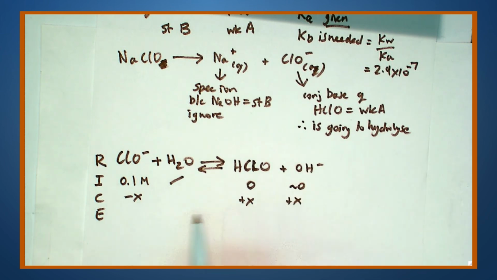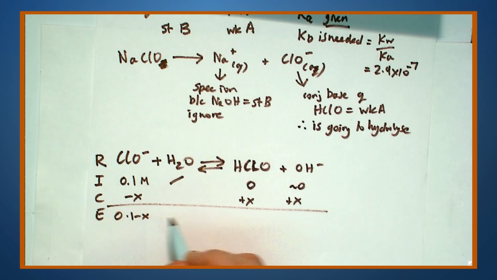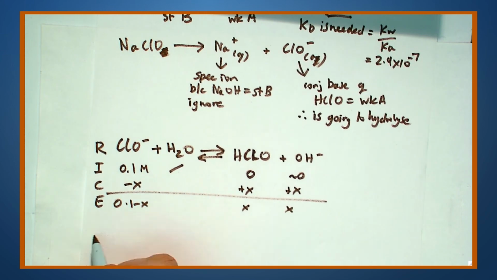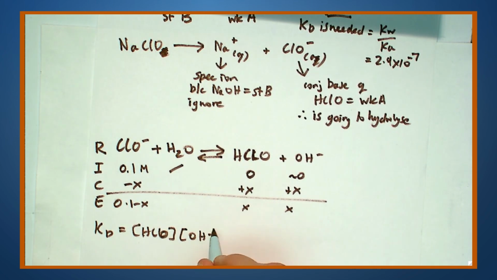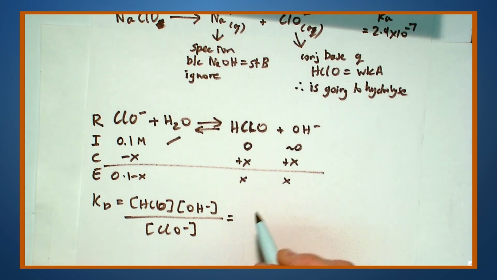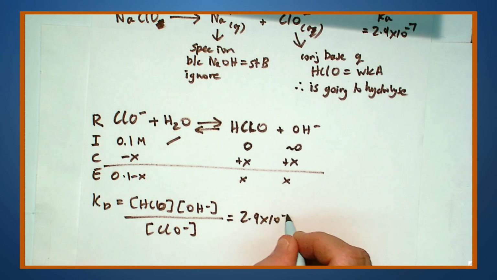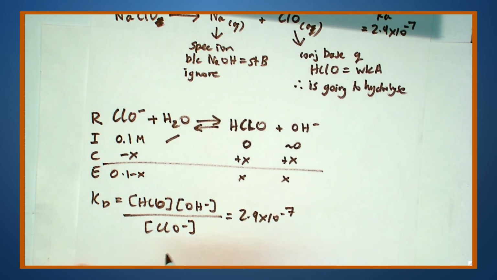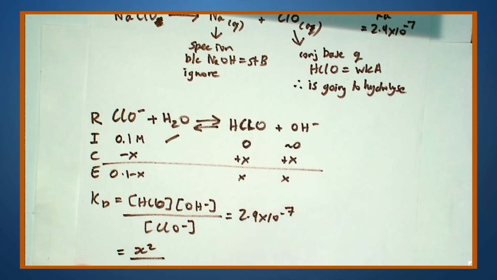We have minus x plus x plus x, 0.1 minus x, and x. Let's write out our Kb. It's going to be this. All right, so this is the conjugate acid of that base. OH minus, those are our products. And there's our reactant, ClO minus. Okay, H2O doesn't show, of course, it's just 1. And this is 2.9 times 10 to the minus 7. And all we have to do now is substitute in the numbers. So we have x times x, so that's going to be x squared over 0.1 minus x. And, oh, look at that, 2.9 times 10 to the minus 7.